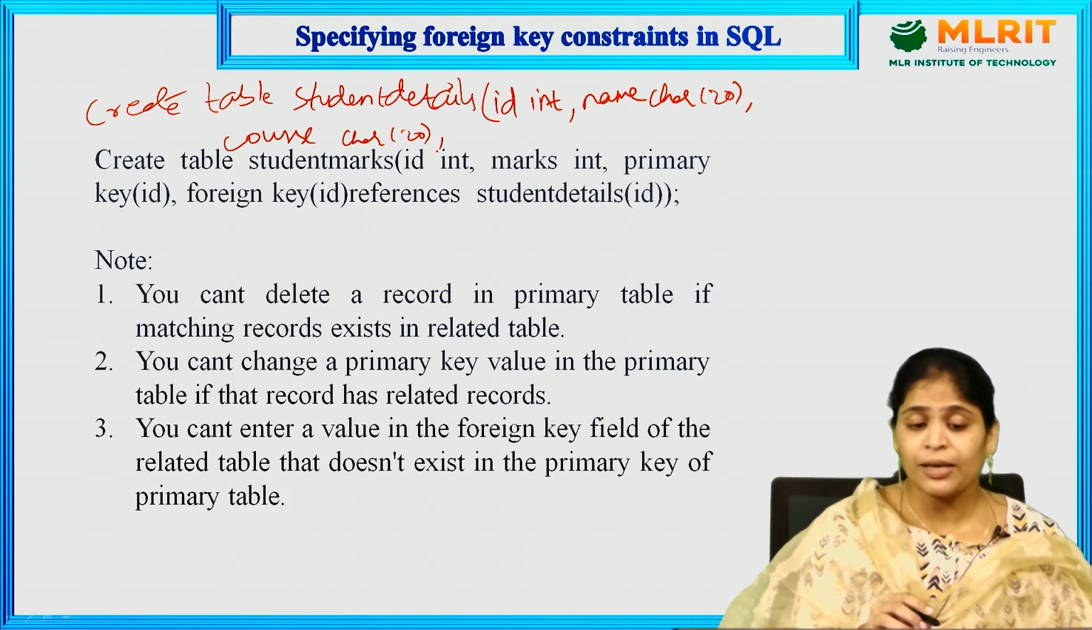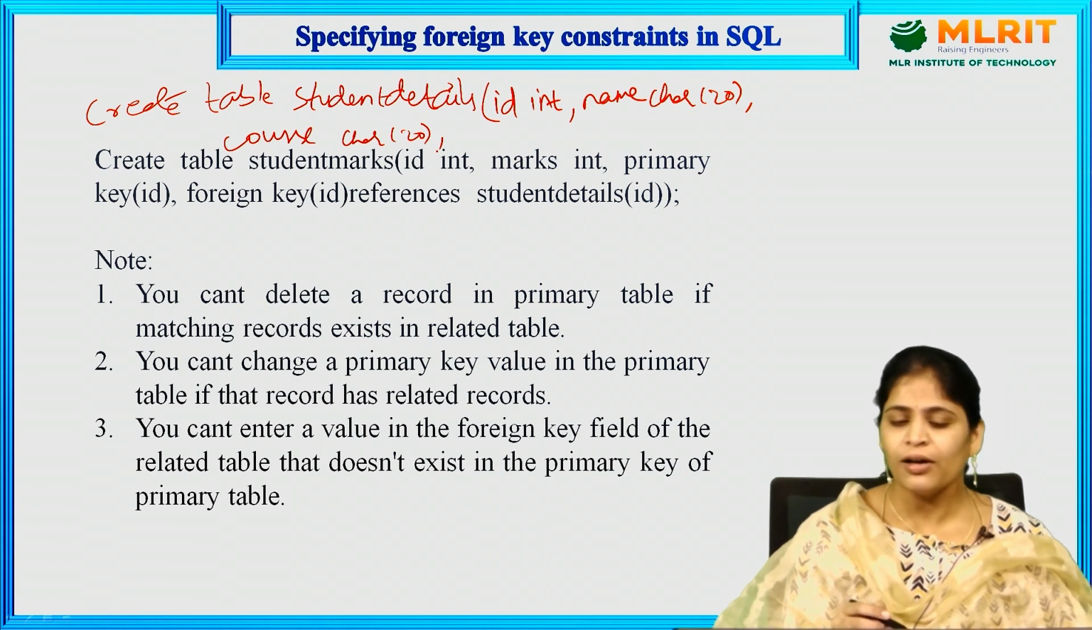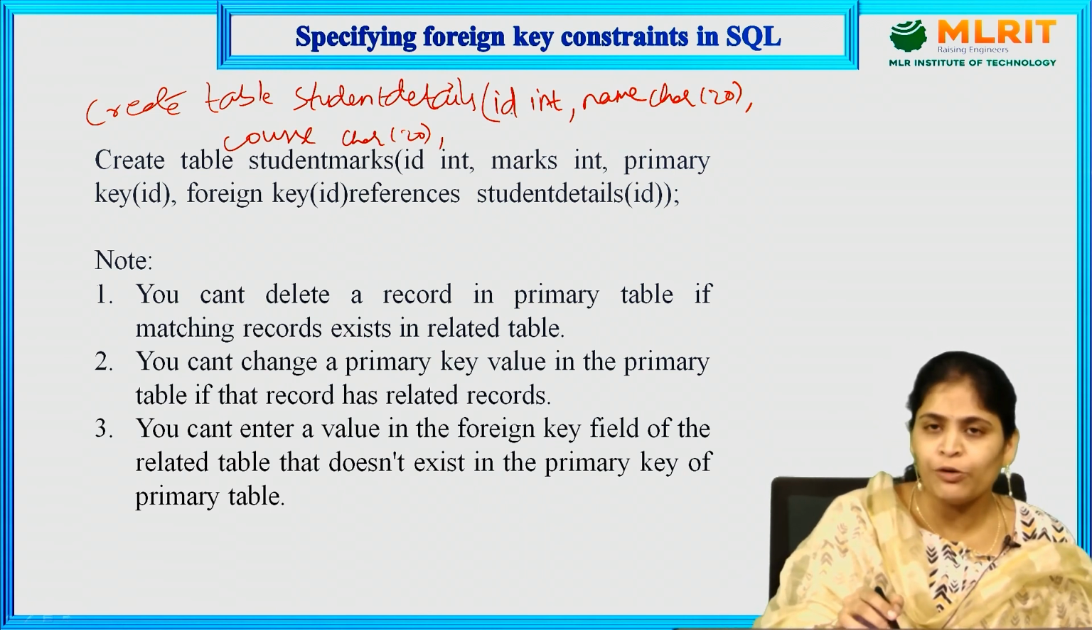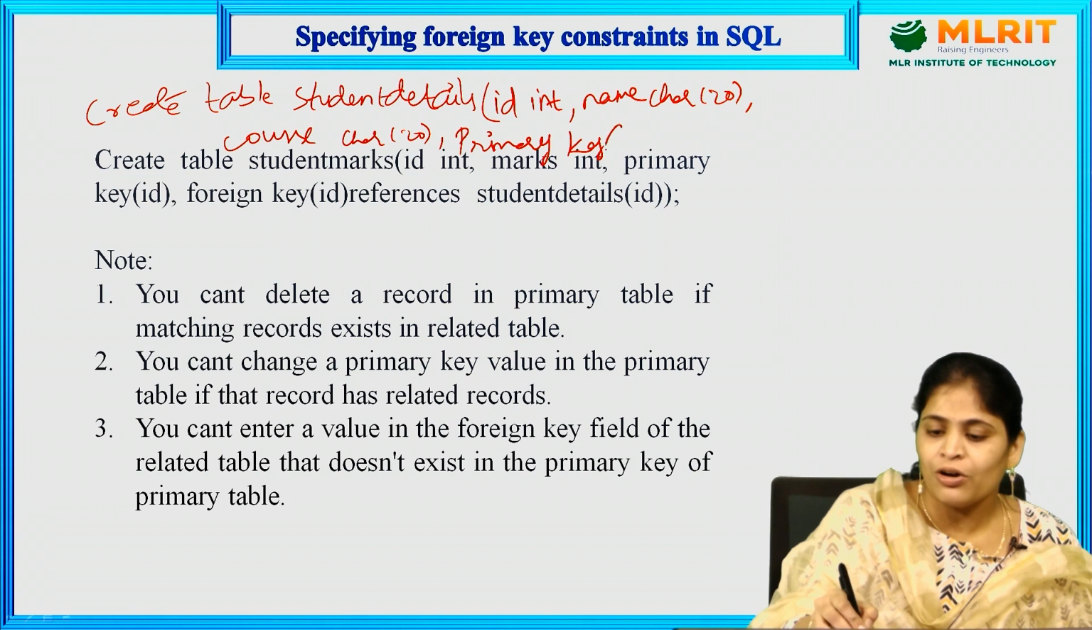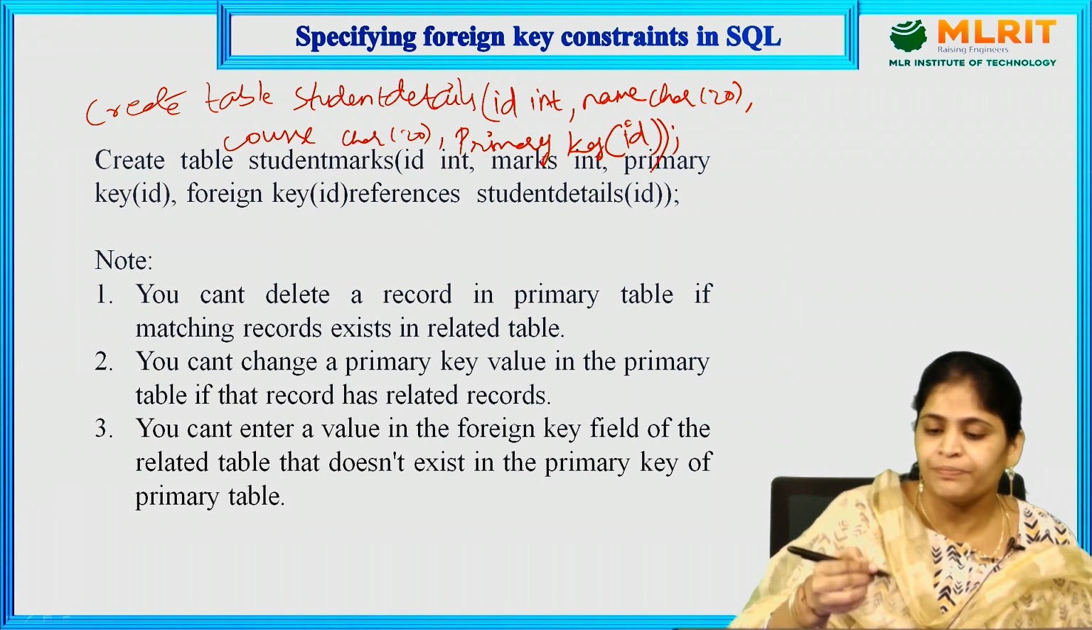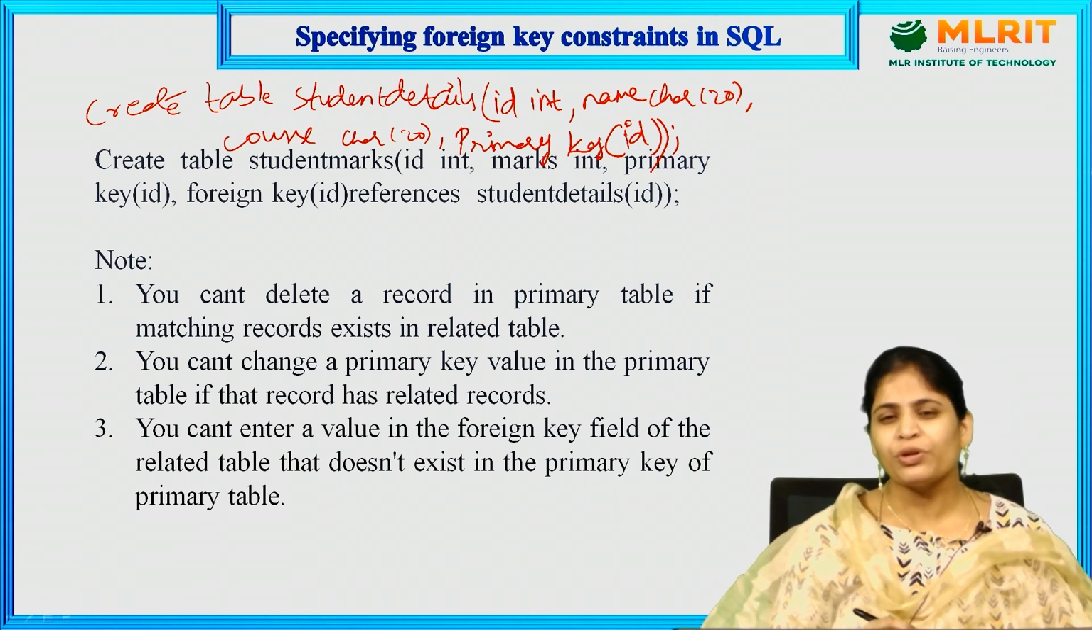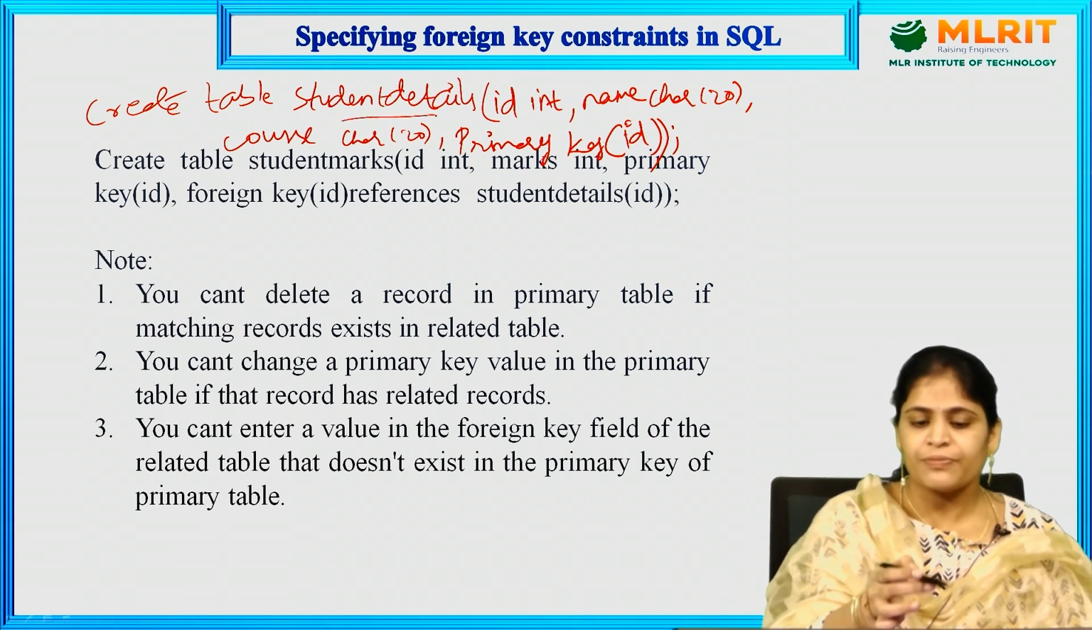And in the student details table, what is the primary key? ID only, right? So, what do we have to mention here? Primary key, of which column? ID. So, here you have to represent ID. In this way you create a table for student details.